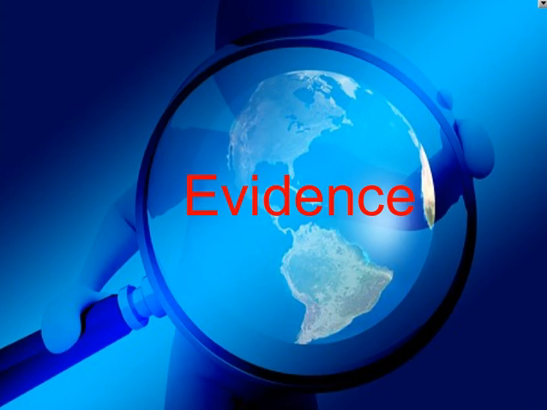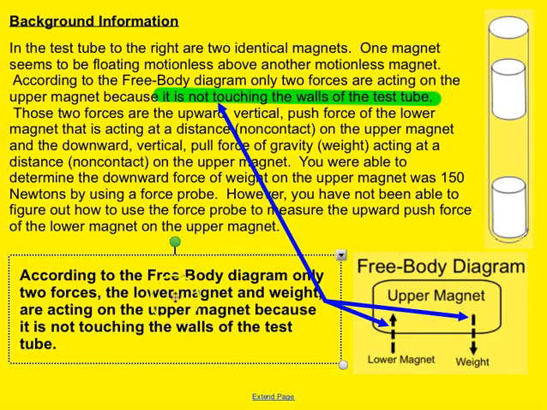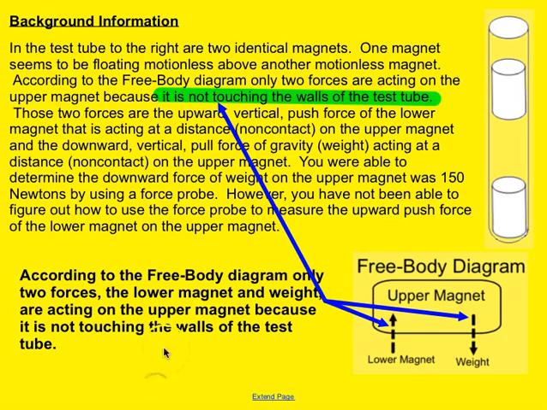So when we look at the evidence, I broke it down a little bit differently this time. Here's the piece of evidence right here, and I showed you where I found that piece of evidence. One piece of evidence I found was, according to the free body diagram, only two forces, the lower magnet and the weight, are acting on the upper magnet because it is not touching the walls of the test tube. And then I drew arrows where I found that evidence in the paragraph or in the free body diagram. So this way, when you're studying this or looking it over in class, you'll know exactly where I found the evidence.